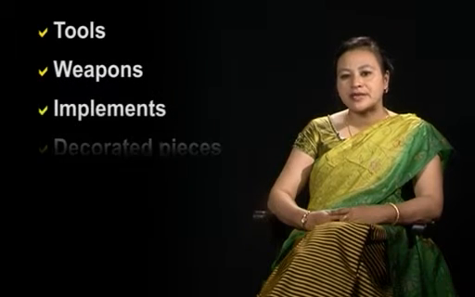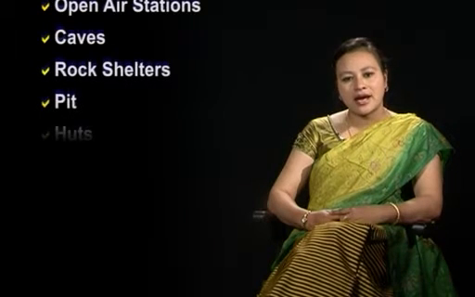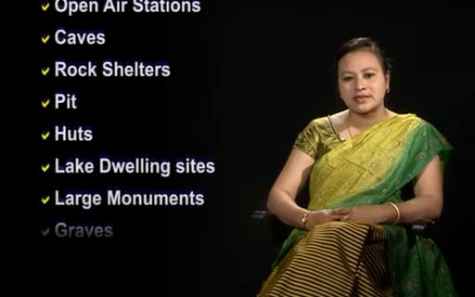It studies material remains of the past that were left by early man in the forms of movable and immovable objects. The movable objects include tools, weapons, implements, decorative pieces, art objects, etc., whereas immovable objects include open-air stations, caves, rock shelters, pits, huts, lake-dwelling sites, large monuments, graves, paintings, etc. To identify and define these cultural materials along with the stages or levels of their development, archaeologists employ different terms which are commonly referred to as basic concepts in archaeology. These will be discussed in this module thoroughly.